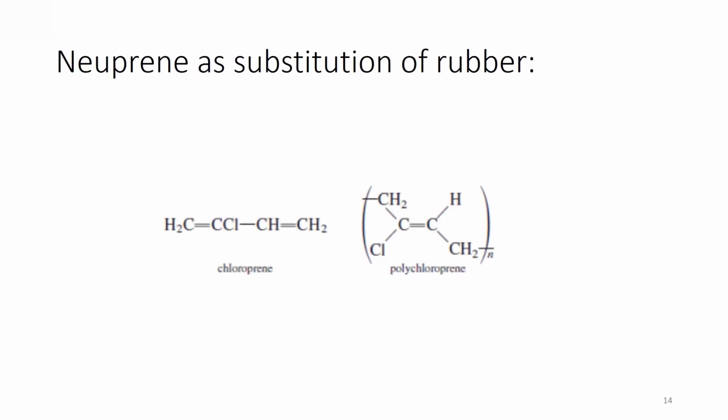Now, you will hear this word during the study of polymers, the neoprenes. The neoprenes are the synthetic rubbers, or the synthetic monomers that we use to form synthetic rubber. An example of that is chloroprene. The chloroprene is used to form polychloroprene, which is a synthetic rubber that has a higher crystallinity and elasticity than the natural rubber.